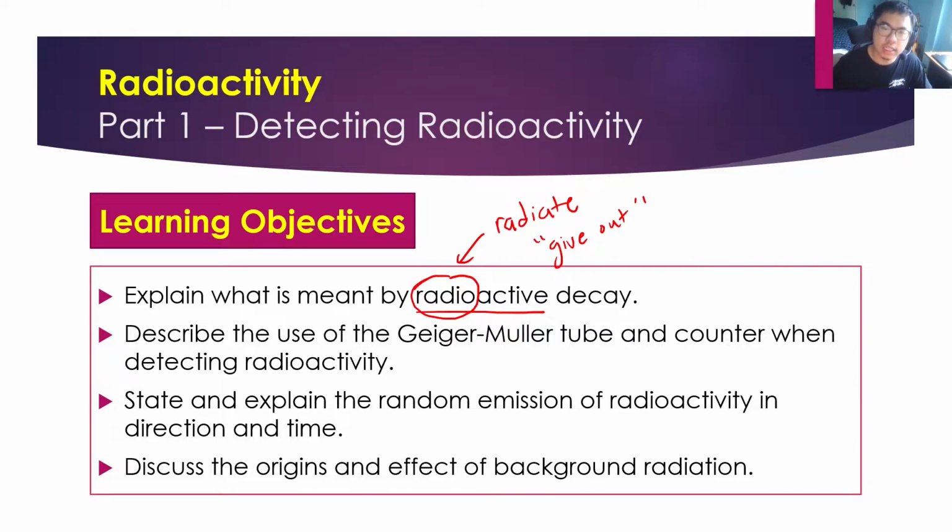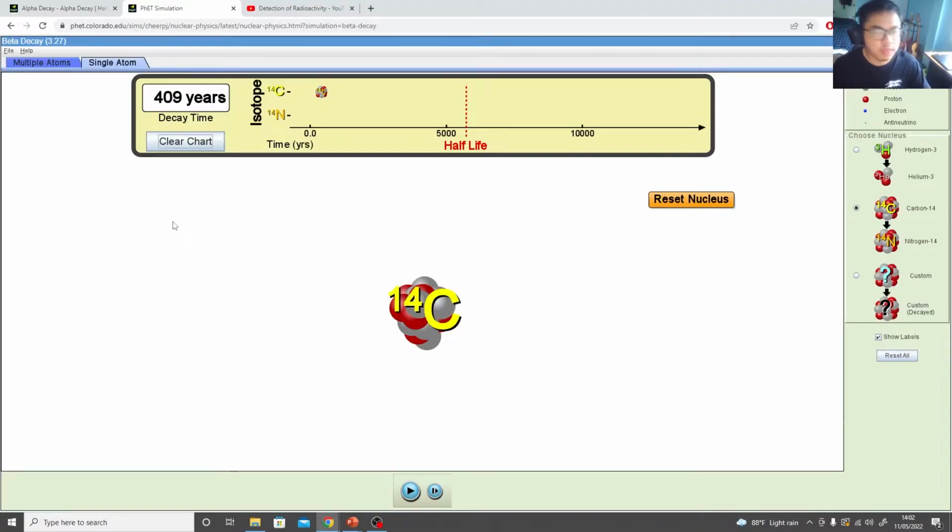Now, what is the thing that they give out? What is the thing that they radiate? That is something that we will look at in part two. So, to give you a picture of what is radioactivity and what a radioactive substance does, I have a simulation here. In this simulation, you can see carbon 14. Carbon 14 is an isotope of carbon, and carbon 14 is known to be radioactive. In this simulation, we are only looking at the nucleus of the carbon 14. So that means there are no electrons shown here. We only see the protons and the neutrons.